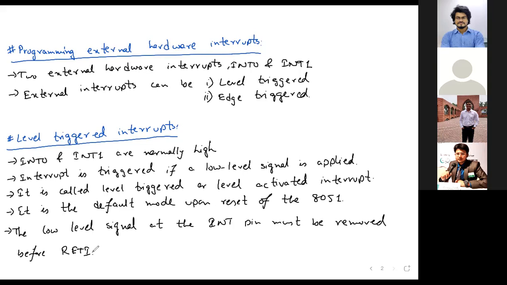Alright, so let us now discuss the external hardware interrupts. All these points are actually pretty self-explanatory. Let's just overview. There are two external hardware interrupts: one is interrupt 0 and the other is interrupt 1. There are two ways by which you can activate these interrupts. One way is known as level triggered and the other way is edge triggered. So these are the two ways by which you can activate, invoke or trigger an interrupt.